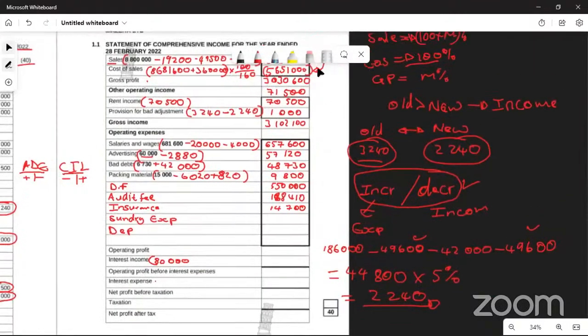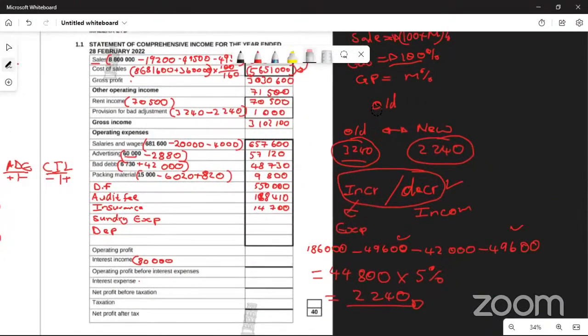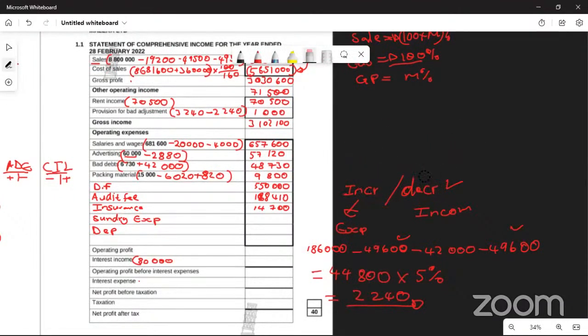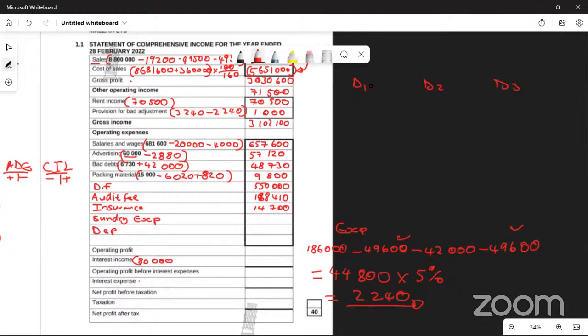With depreciation, remember, good people, whenever you are calculating depreciation, I always say that you have to calculate depreciation number 1, depreciation number 2, depreciation number 3. As I told you, information is given regarding depreciation on our assets. Okay, what do I mean by depreciation number 1? Depreciation number 1, you calculate on the old assets. What do I mean by the old assets? I mean assets that have been in the business for more than 12 months.